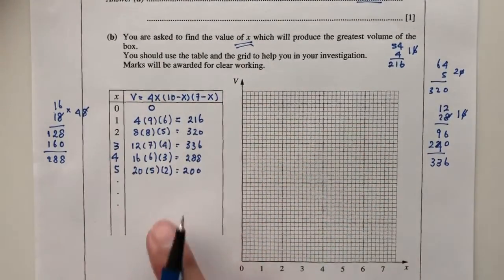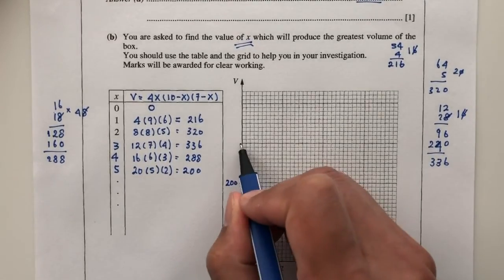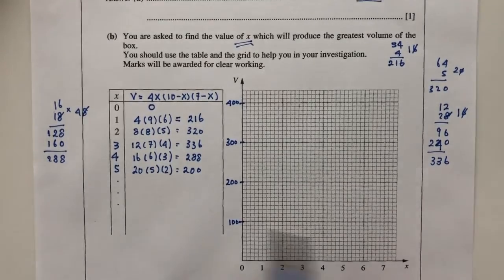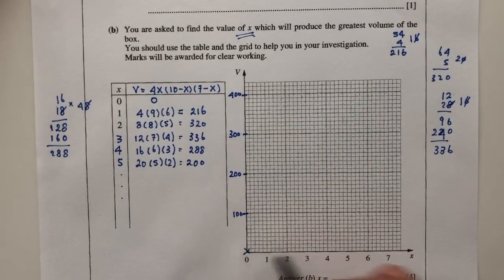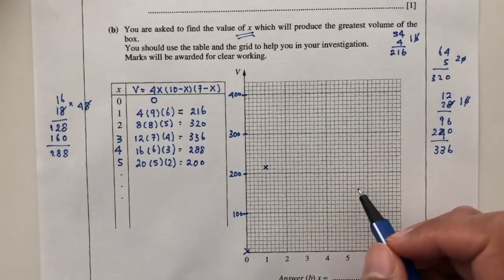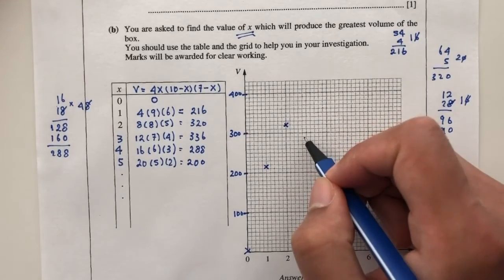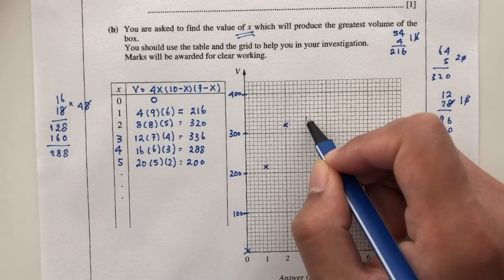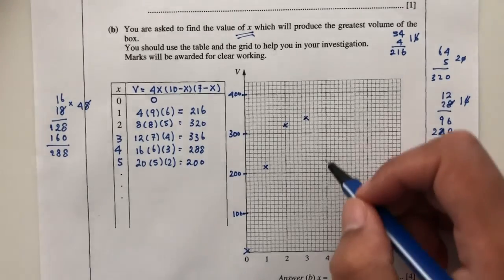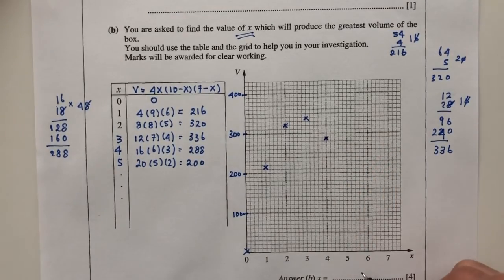So this is the volume V. Let's start here: that will be 100, 200, 300, and 400. The first point is 0, 0. Then we have 1, 216, about here. Then 2, 320, here. Then 3, 336, about here. Then 4, 288, about here. And then we have 5, 200.